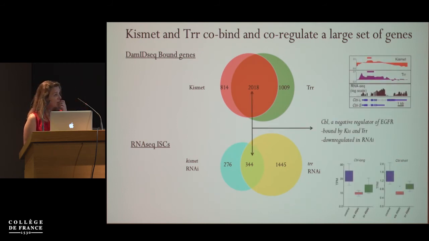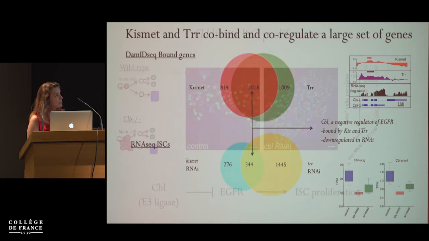And we found a couple of genes, and one that caught our interest was a gene called CBL, which encodes a negative regulator of EGFR. So it was bound by both Kismet and trithorax-related, and it was downregulated in both of these RNAi contexts in the stem cell. So could CBL be the downstream target of interest? And one prediction of that would be if we inactivate CBL, this should lead to an over-proliferation of the stem cells. And that is indeed what we found.